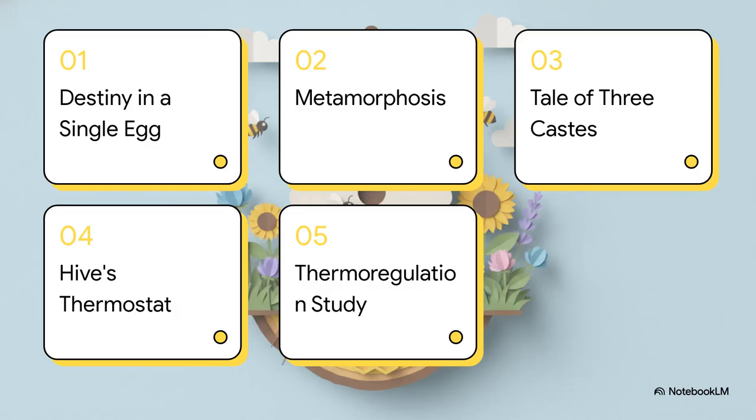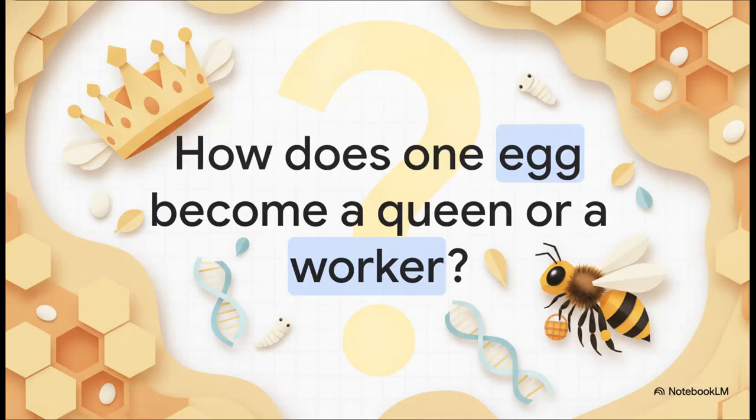Here is a quick look at our agenda for today. We've got Destiny in a Single Egg, Metamorphosis, A Tale of Three Castes, the hive's living thermostat, and finally, a really fascinating thermoregulation study. To kick things off, we have to ask a genuinely mind-bending question about biological destiny.